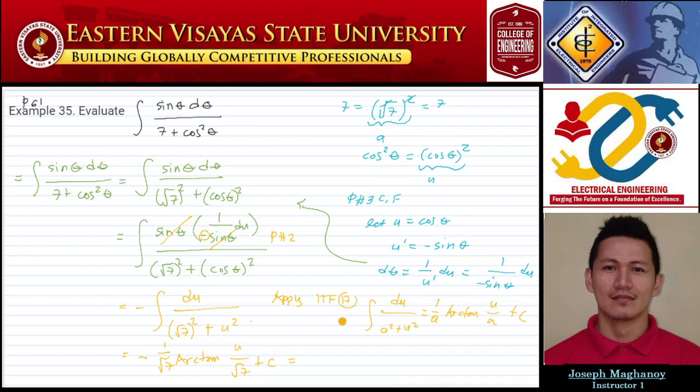So finally, we can recall our u, which is cosine theta. Okay, so rewrite our answer. So negative 1 over square root of 7 arc tan cosine theta all over square root of 7 plus c. So that is your final answer.